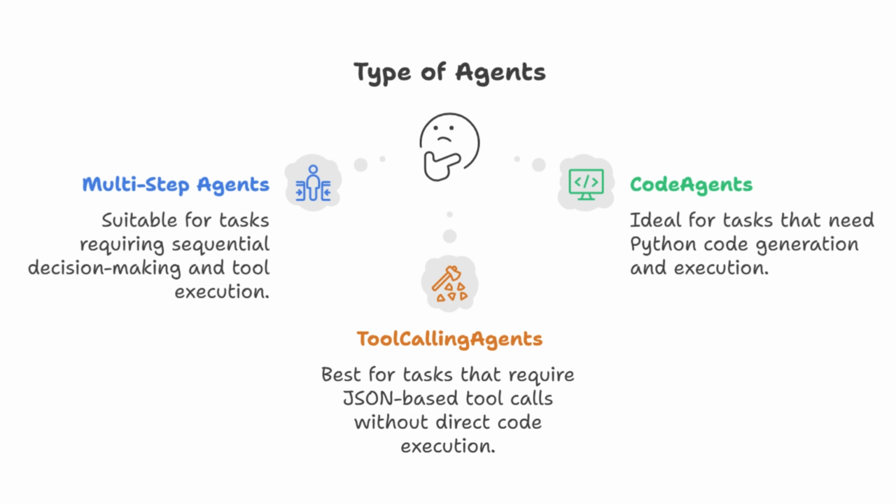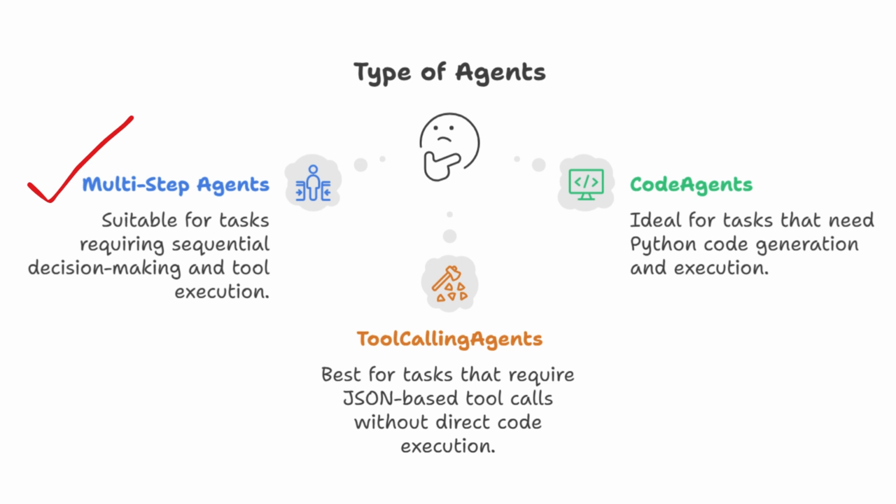Unlike code agents, these agents output JSON-based tool calls instead of direct code execution. Each of these agent types has its own strengths and use cases. Let's break them down one by one. The first and most fundamental type of agent in Smolagents is the multi-step agent. These agents follow a structured process where they think to decide what action to take based on the current task.